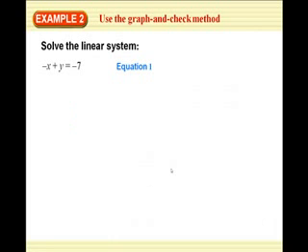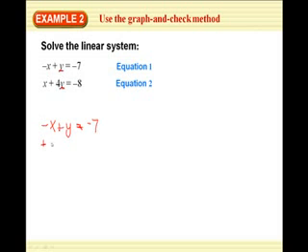The first thing is I've got two equations right here. So the first step says to graph these two equations. In order to graph these, I need to put them in slope-intercept form. So for this one, you just have to get the y by itself. Negative x plus y equals negative 7. So I'm going to add x to this side, add x to this side. Those cancel out. Y equals x minus 7. That's in mx plus b form.